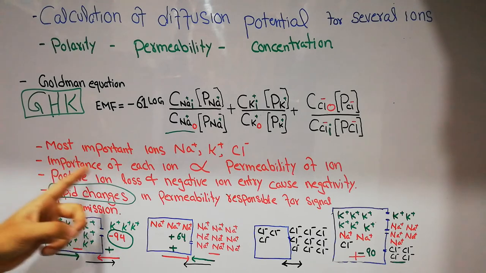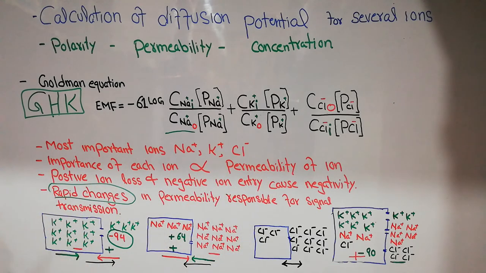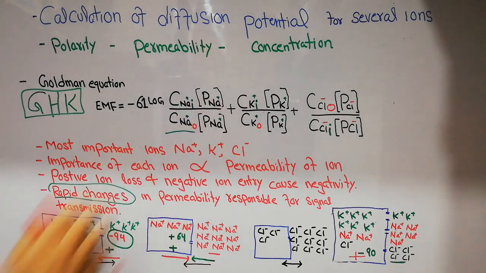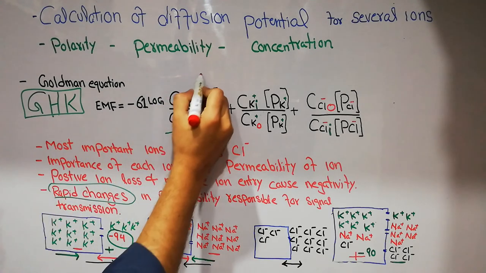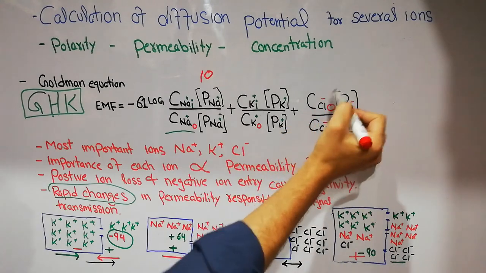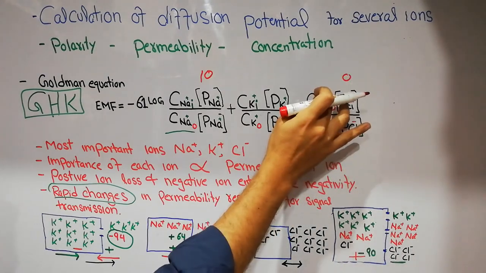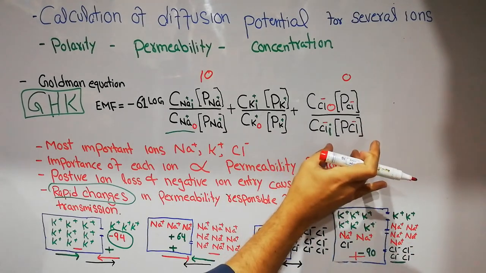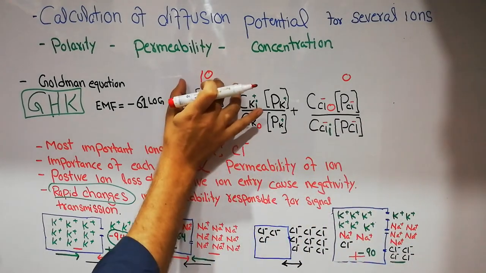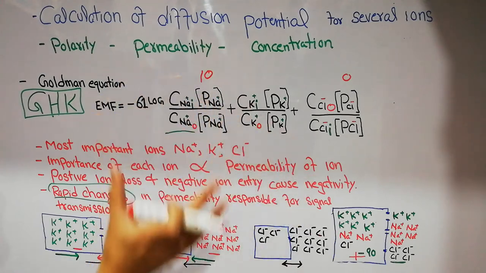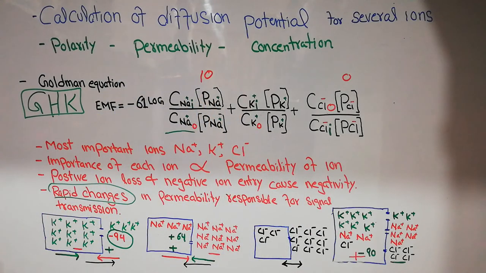Similarly, the more permeable the membrane is to a specific ion, the more that ion participates. For example, in this resting membrane potential of minus 90, the contribution of potassium is very high compared to the contribution of chloride, because suppose the permeability of potassium is 10 and the permeability of chloride is 0. Then 0 multiplied by anything will be 0, so the participation of chloride will be almost 0, while 10 multiplied by any concentration will give some value. Similarly, the charge factor is also important.